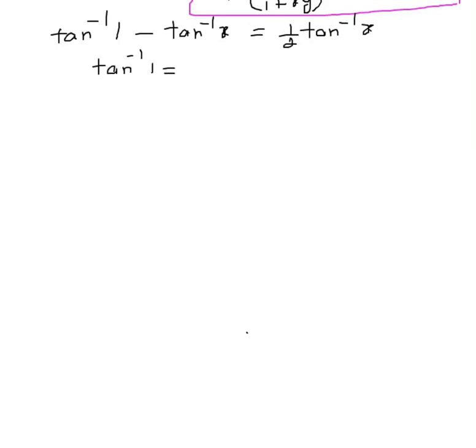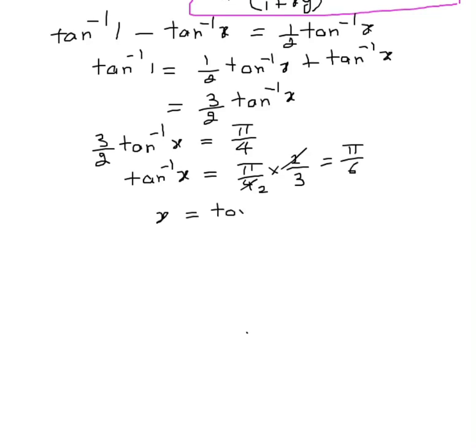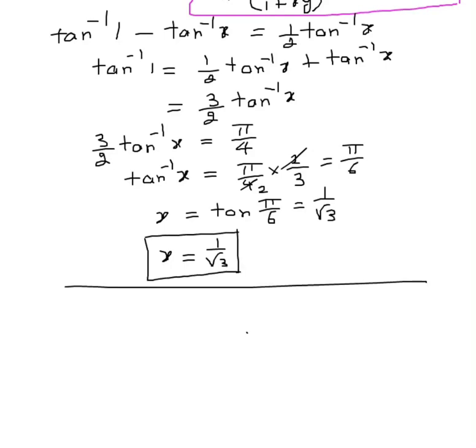Tan inverse of 1 is, these two are like terms, we can add them, so it becomes 1.5 tan inverse of x, that is 3 by 2 tan inverse of x. Therefore 3 by 2 tan inverse of x is equal to tan inverse of 1, which is pi by 4. Tan inverse of x is pi by 4 times 2 divided by 3, which is pi over 6. X is tan of pi by 6, which is 1 by root 3. So x is equal to 1 by root 3 is the solution.